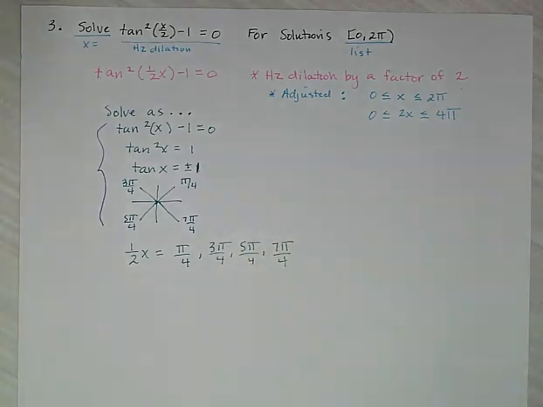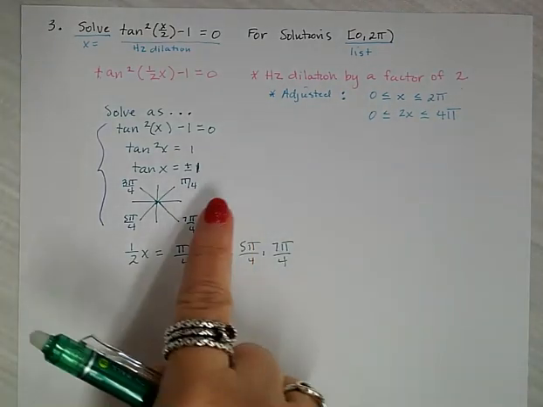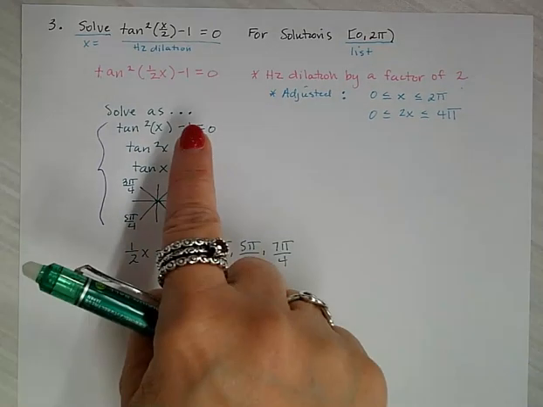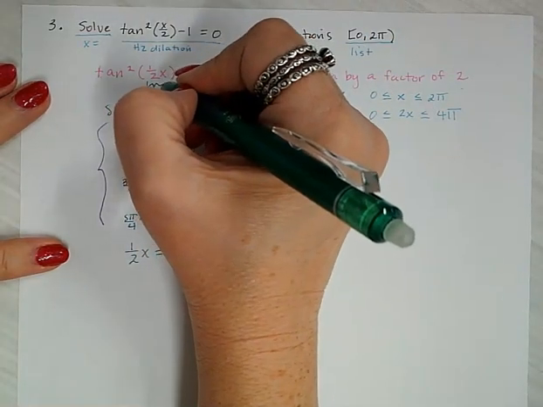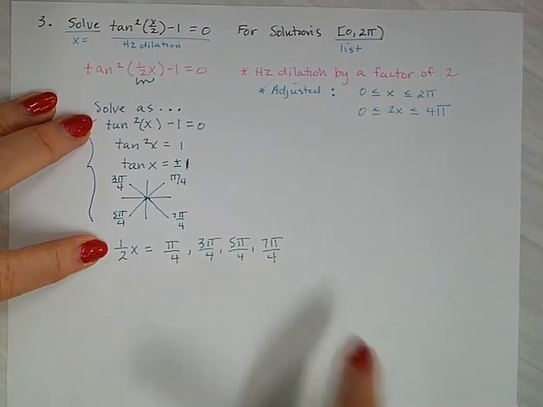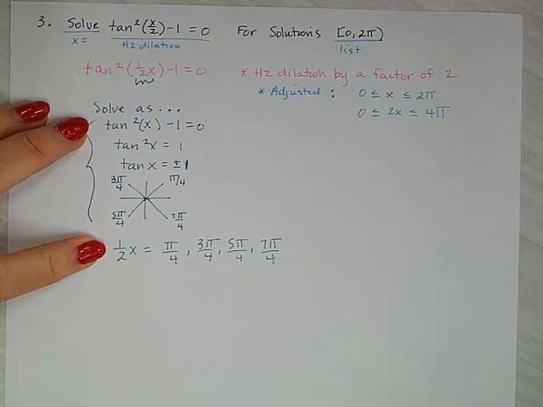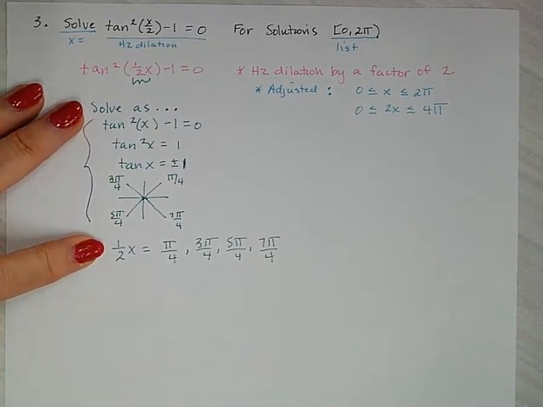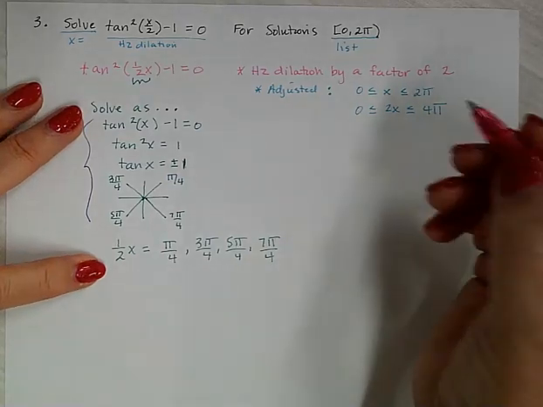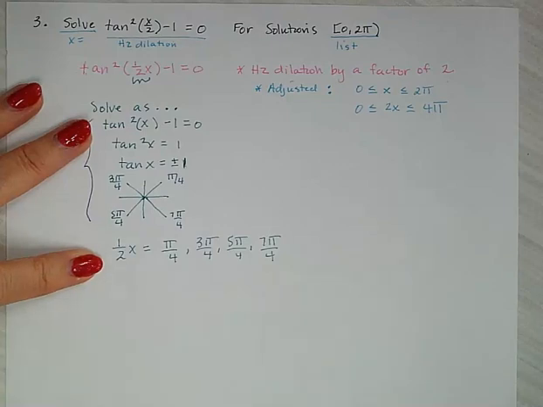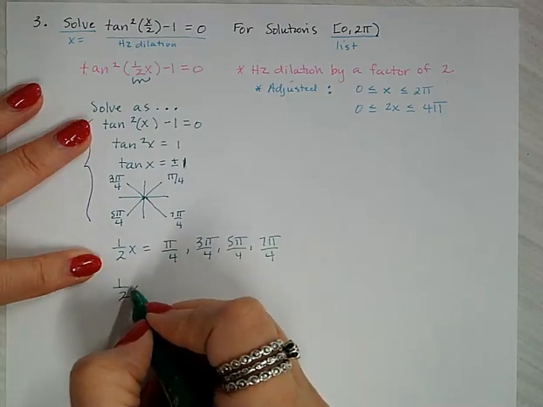All right, so that's step 1. We solve it as if it's x. We write down what we're actually solving for, which is this piece right here, the 1/2 x, and that's where I get this initial list. But this is not my answer. My answer is going to be the result of our adjustment. And so what I'm going to do is take this 1/2 and write it again so we don't lose track of this.